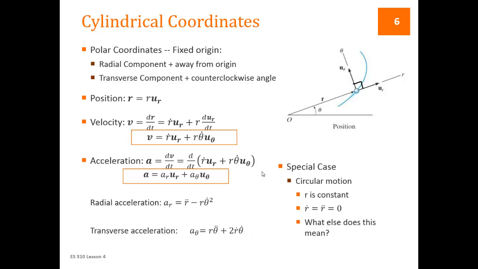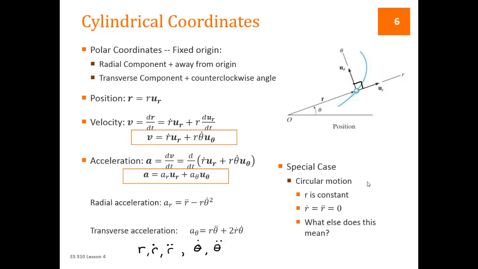So if you look at the variables that are in these equations, we've got r, r dot, and r double dot. We've got theta dot, and we've got theta double dot. So if we can find a value for these 5 things, then we just plug them into the equations to find the acceleration and the velocity.